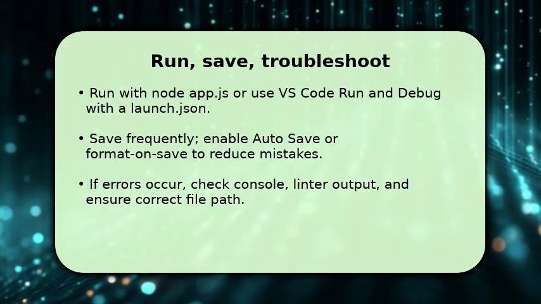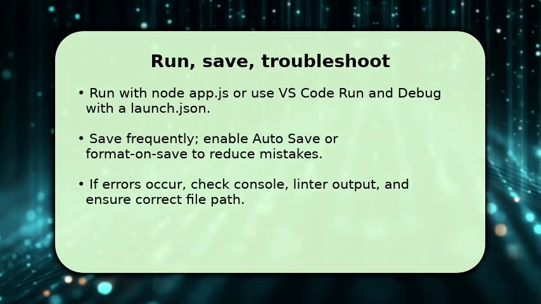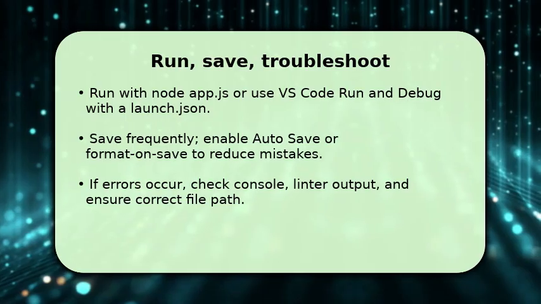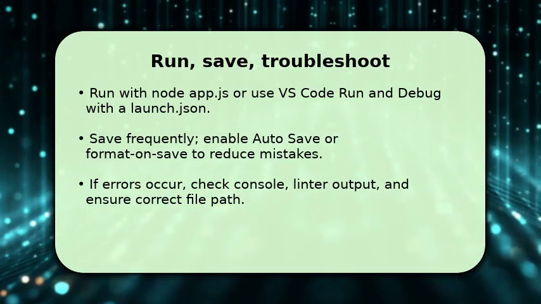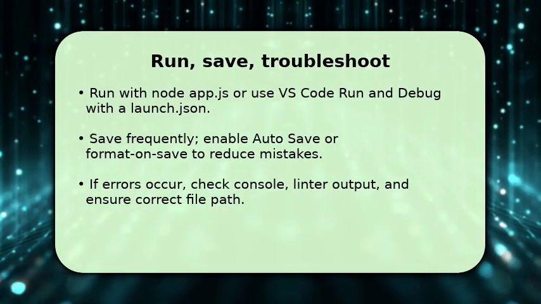If something goes wrong, make sure the terminal is in the project folder, inspect the linter and runtime error messages, and verify the file name and path. If unresolved, restart VS Code to clear extension or caching issues.